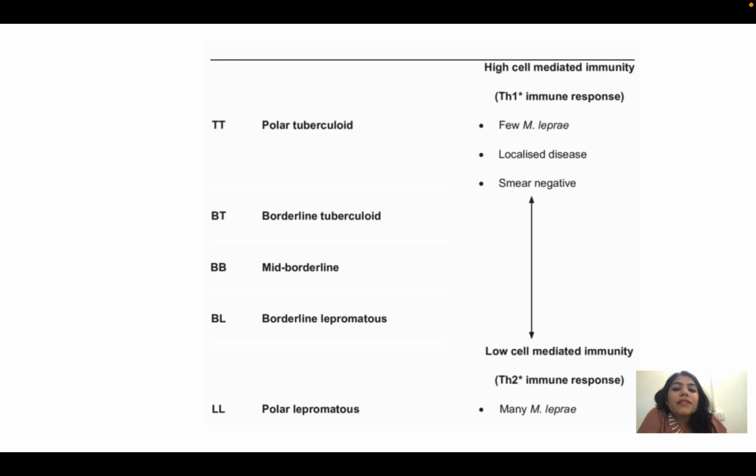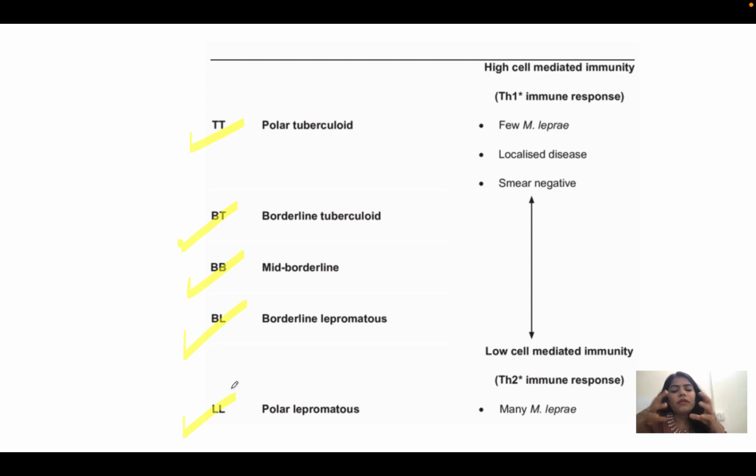Moving ahead, this right here that you see is the Ridley-Jopling classification of leprosy. So in the Ridley-Jopling classification, we have a TT, tuberculoid pole. We have a BT, borderline tuberculoid, BB, mid borderline, BL, borderline lepromatous, and LL, polar lepromatous. So how is this classification achieved? Basically, this classification is the response of our body to the M.